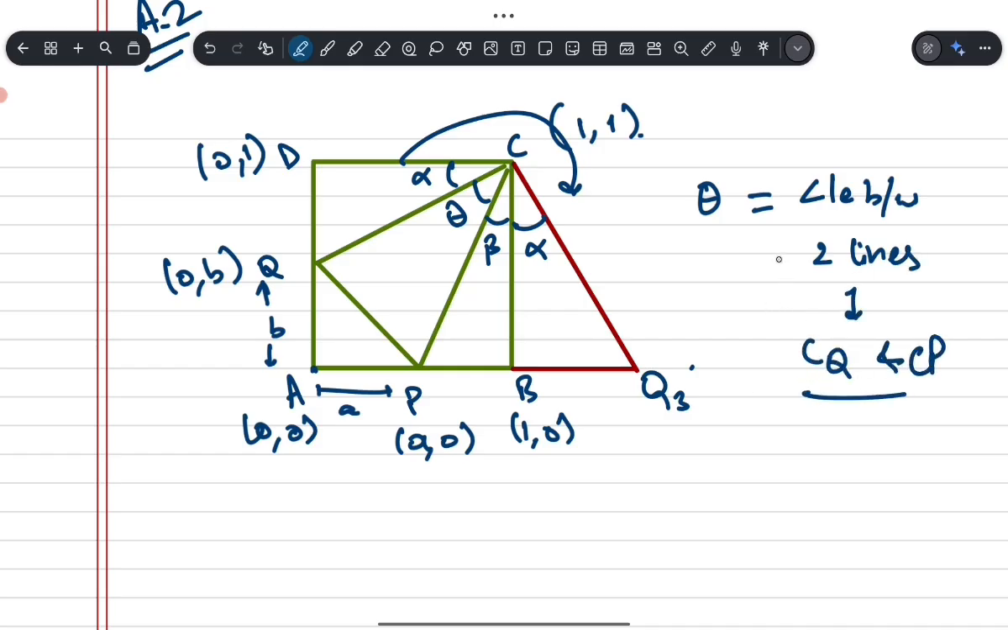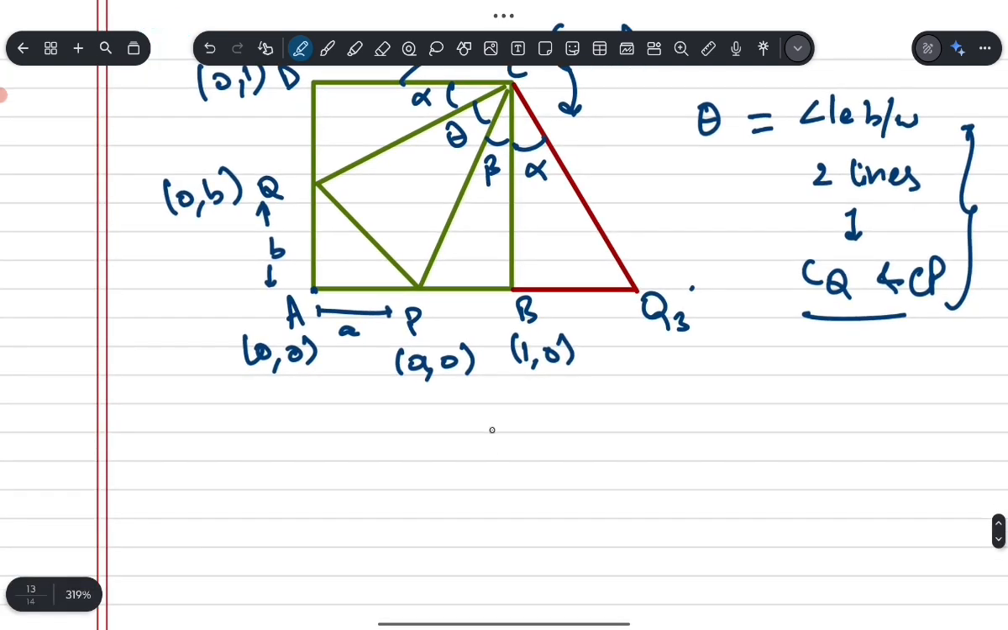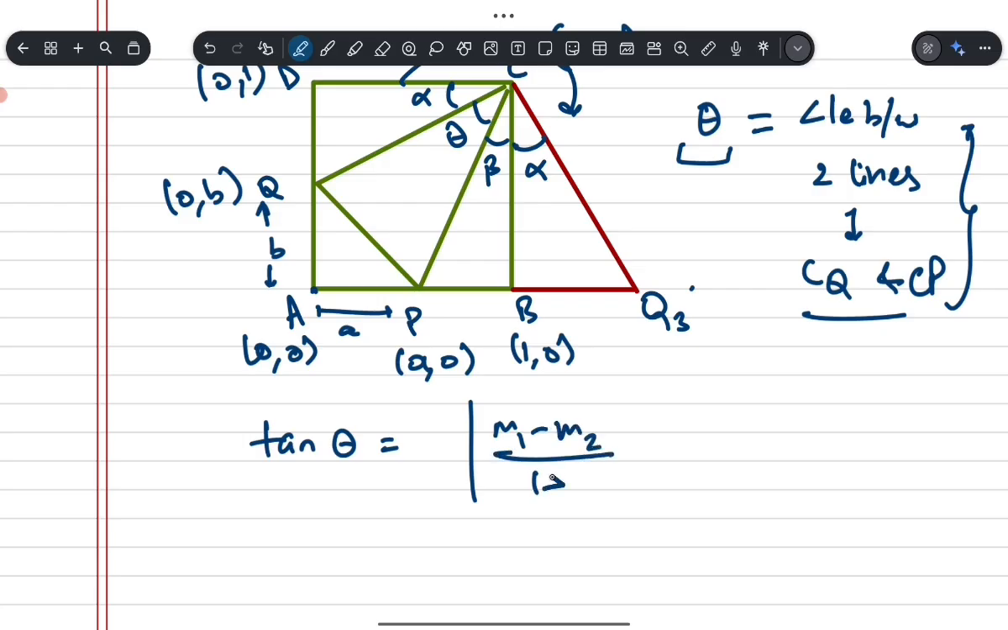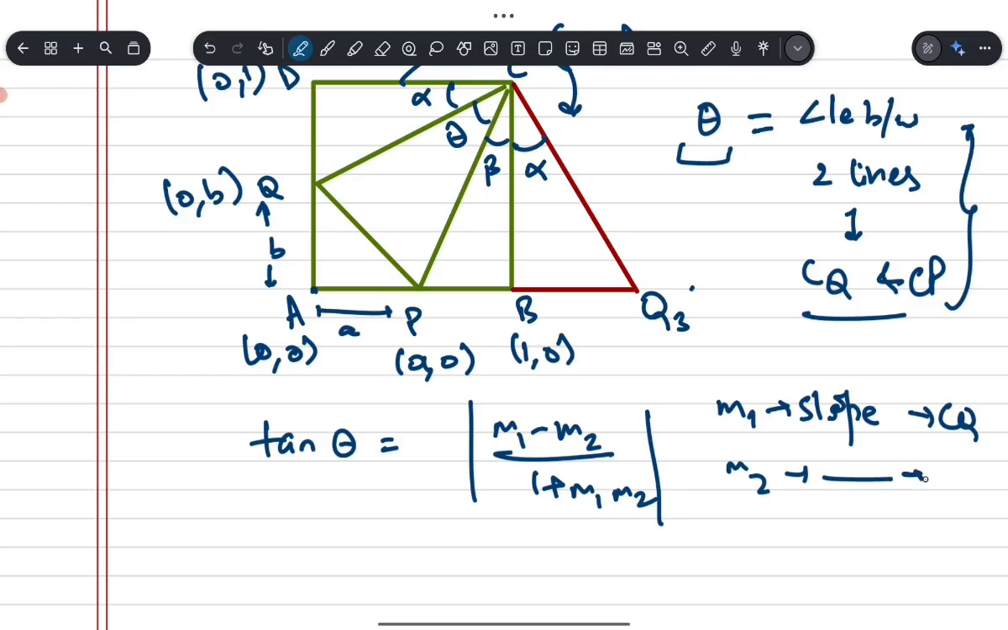Have you studied something like this in straight lines? For those who don't know straight lines, the angle between two lines, if theta is the angle between two straight lines, then tan theta is given as modulus of m1 minus m2 upon 1 plus m1 m2. Now what are m1 and m2? m1 is the slope of any one of the lines, let's say of CQ, and m2 is also the slope of CP.